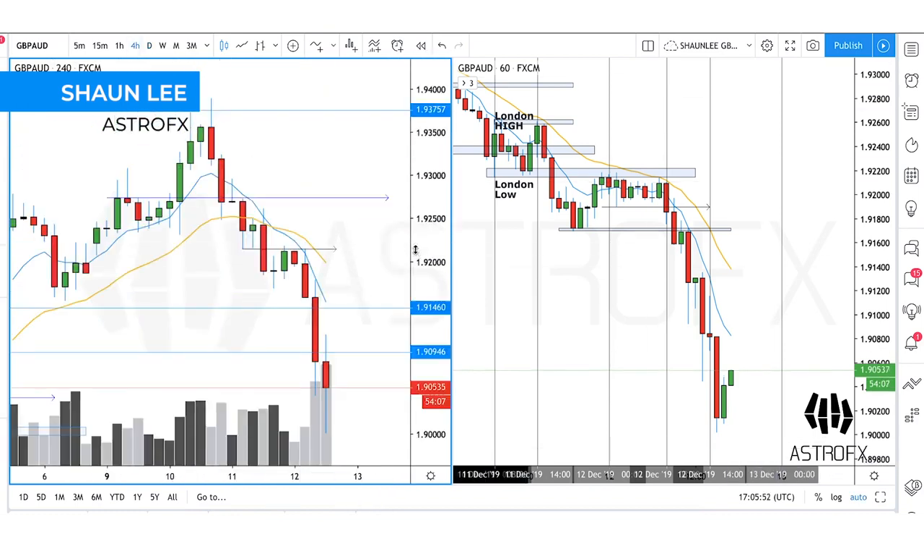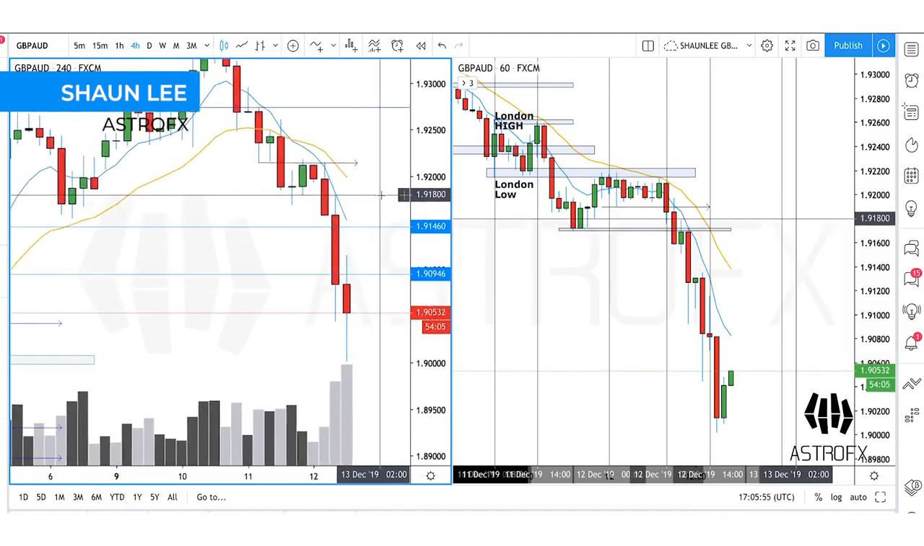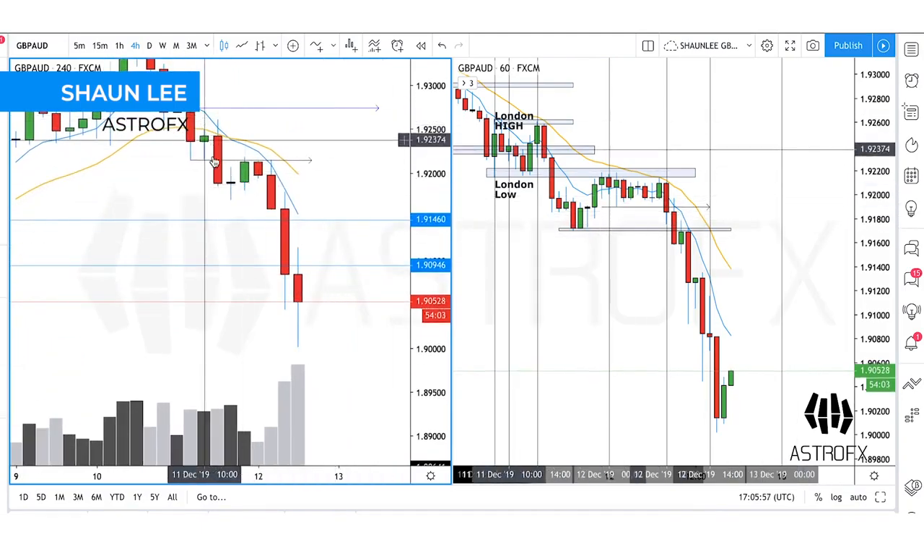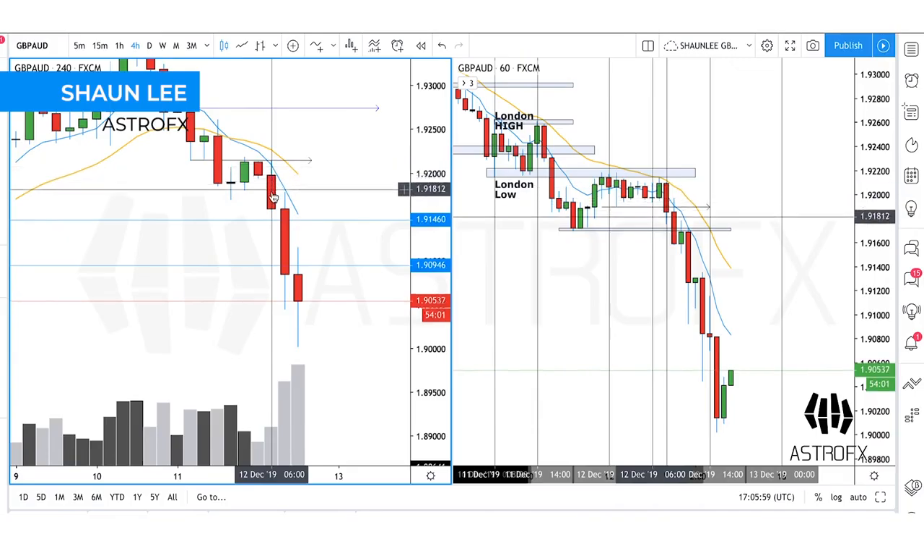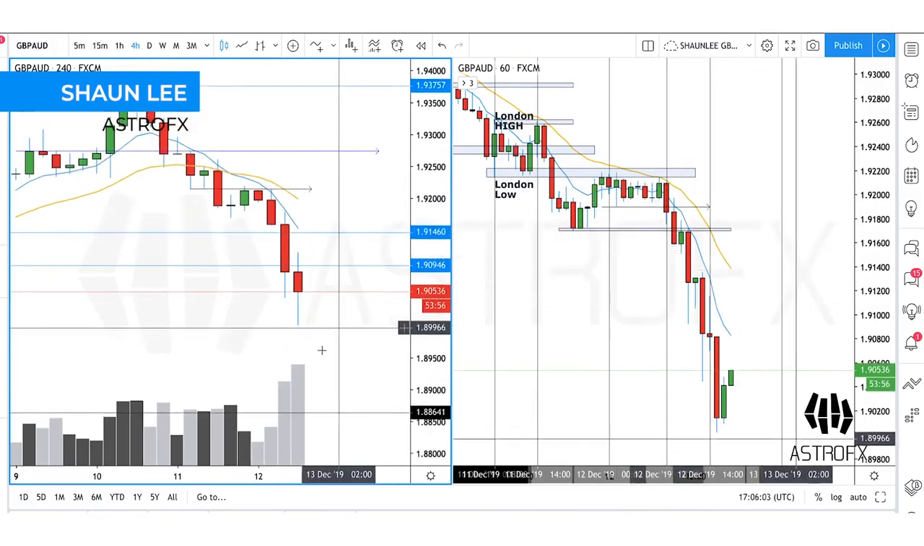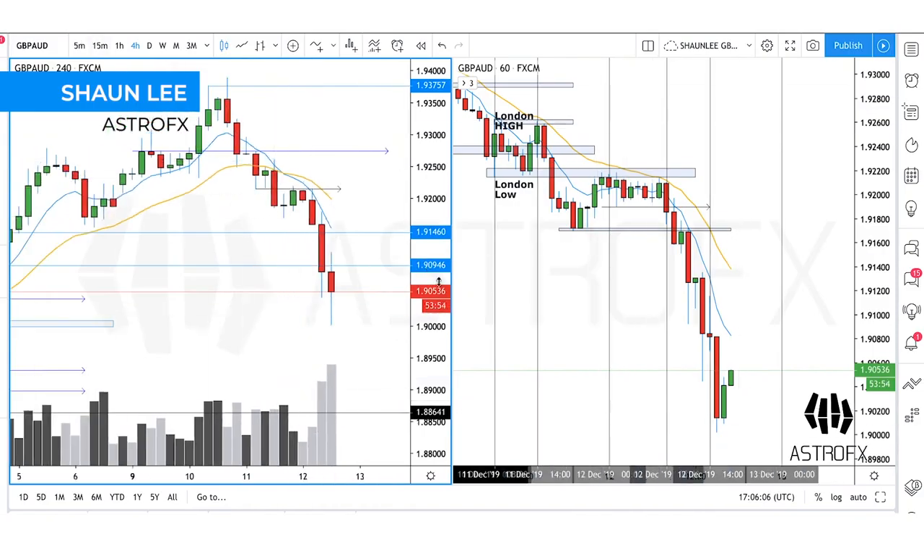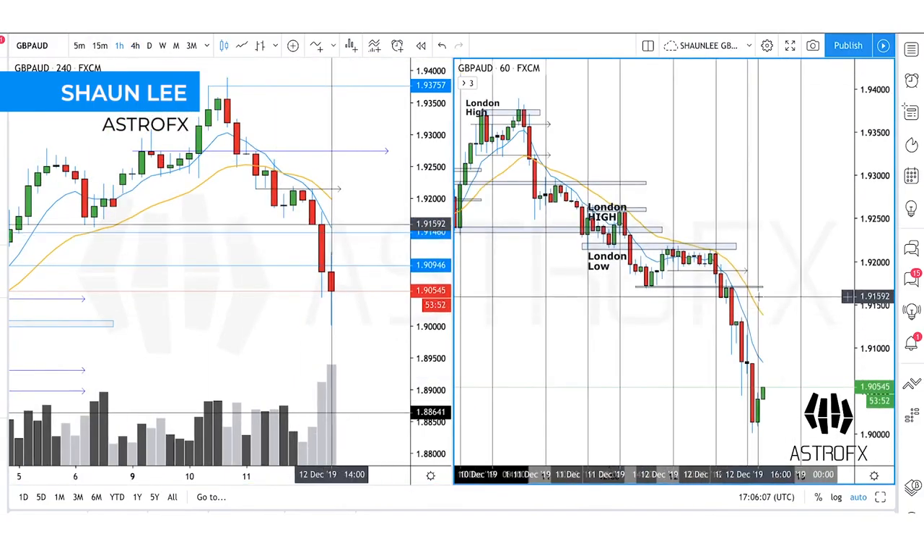Structure has been broken. And then going into the 4 hourly, we can clearly see that shooting star, again, wicks and spikes are the highs, and momentum, there's a lot of volume here as well. Momentum is just being pushed south on GBP AUD.